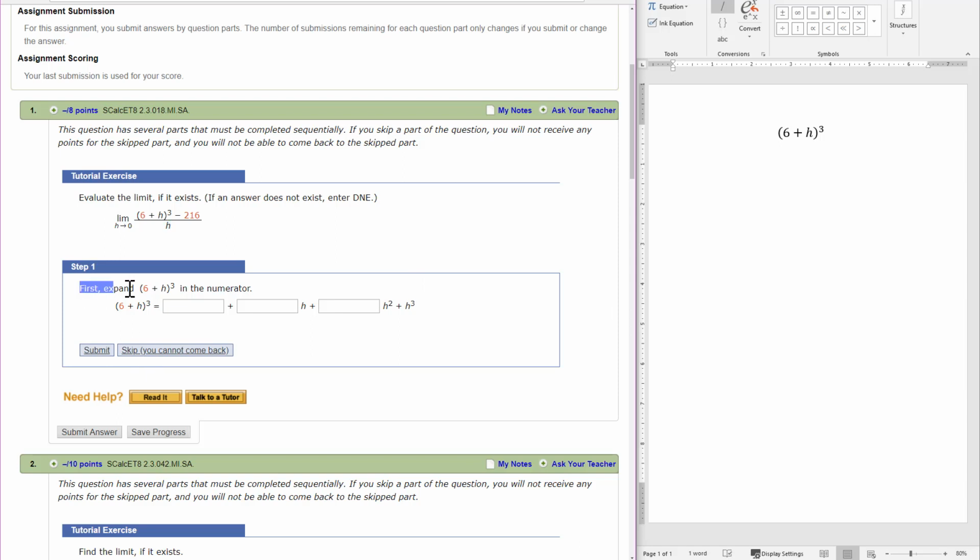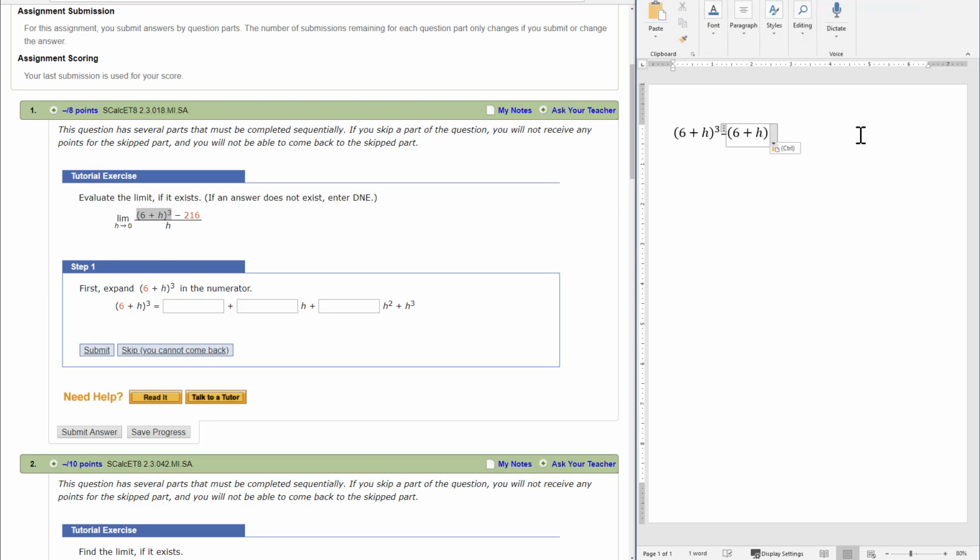So in our first step, they want us to expand the numerator, and not just the numerator, but the first part of the numerator, which is (6 plus h) quantity cubed. Now remember that this is 6 plus h times 6 plus h times 6 plus h. And so when we look at it this way, we actually have to FOIL it out, and we probably would be interested in doing two at a time. So let's see if we can get this figured out.